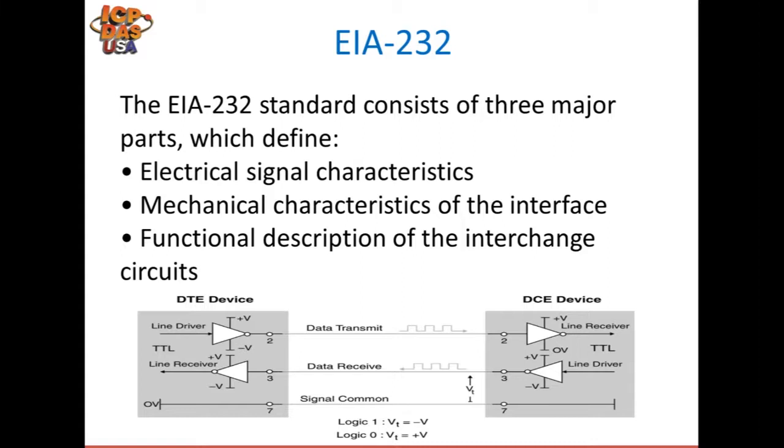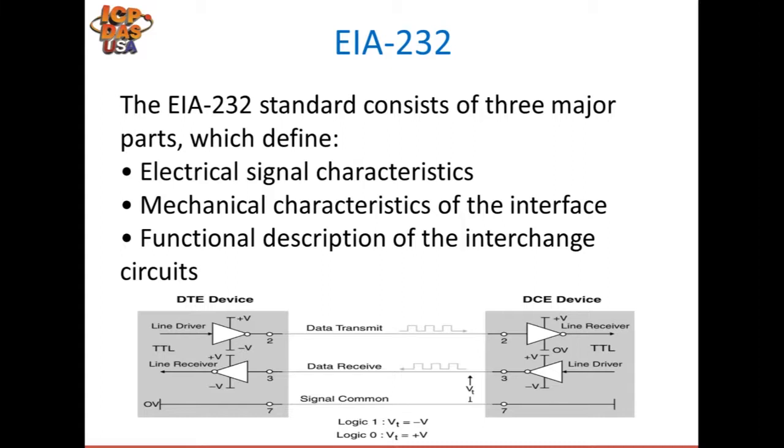For the mechanical characteristics, RS-232 defines the mechanical characteristics of the interface between the DTE and DCE. This dictates that the interface must consist of a plug and socket, and that the socket will normally be on the DCE side.